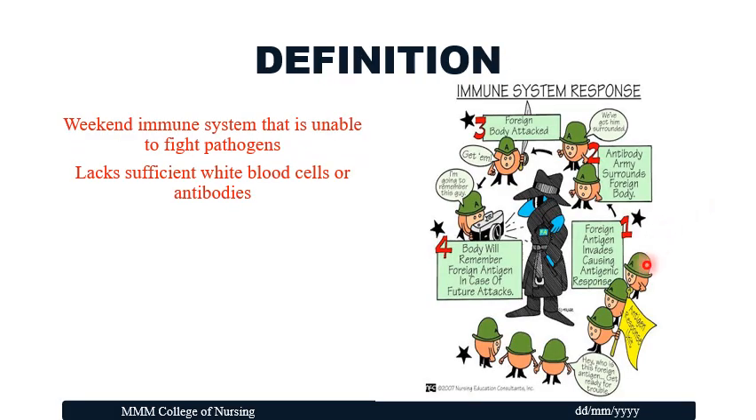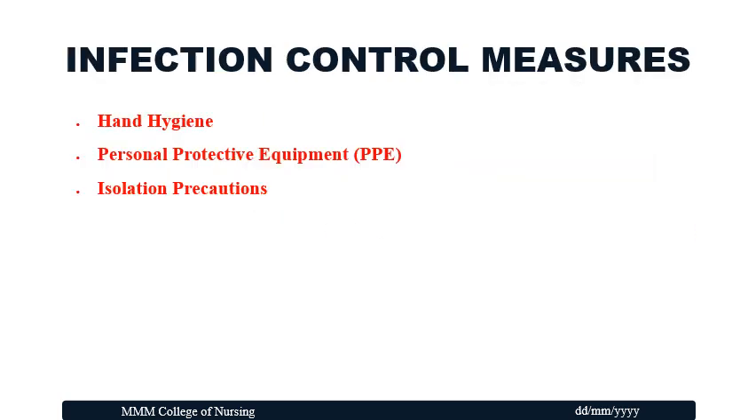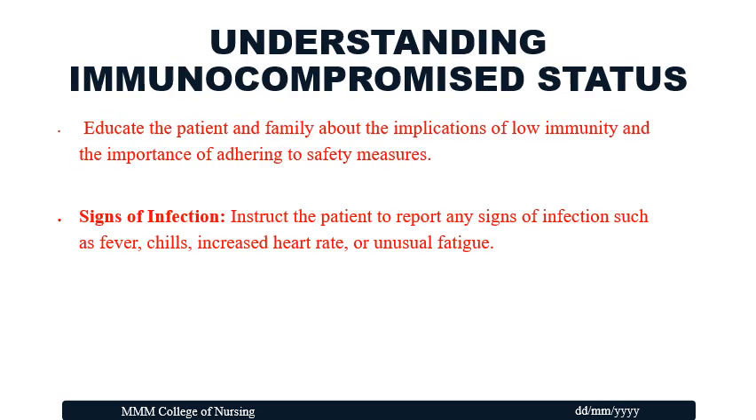Definition. This is the immune system response: a weakened immune system that is unable to fight pathogens and lacks sufficient white blood cells or antibodies. Infection control measures include hand hygiene, personal protective equipment, and isolation precautions. Understanding the immunocompromised status.